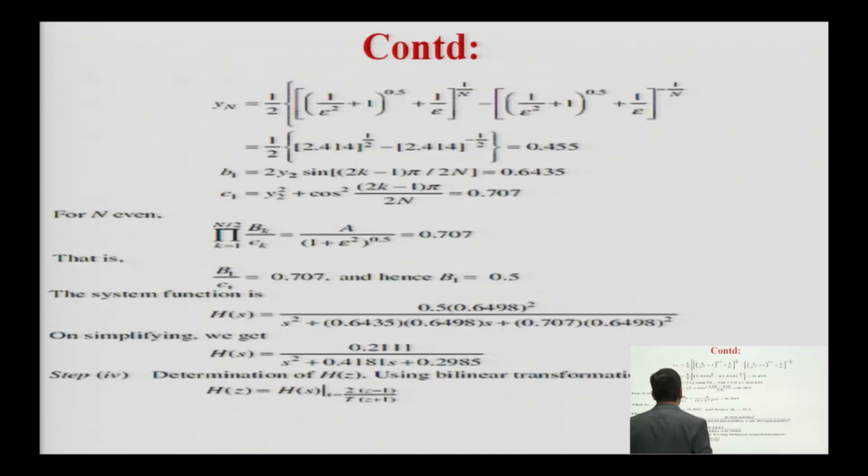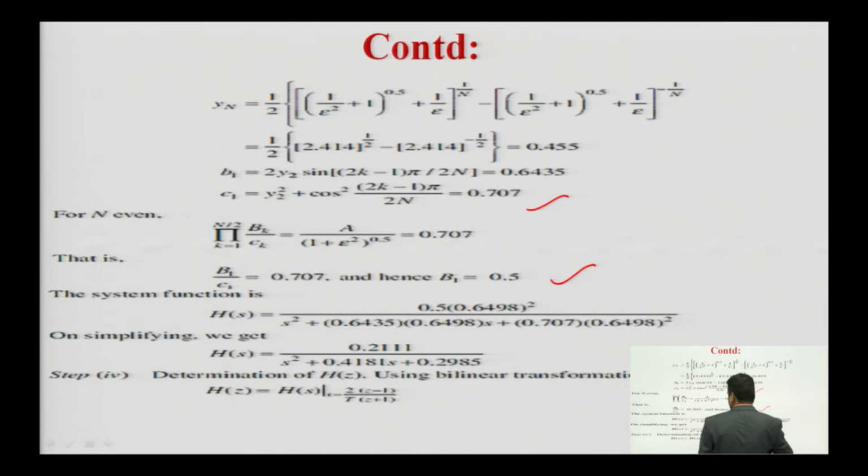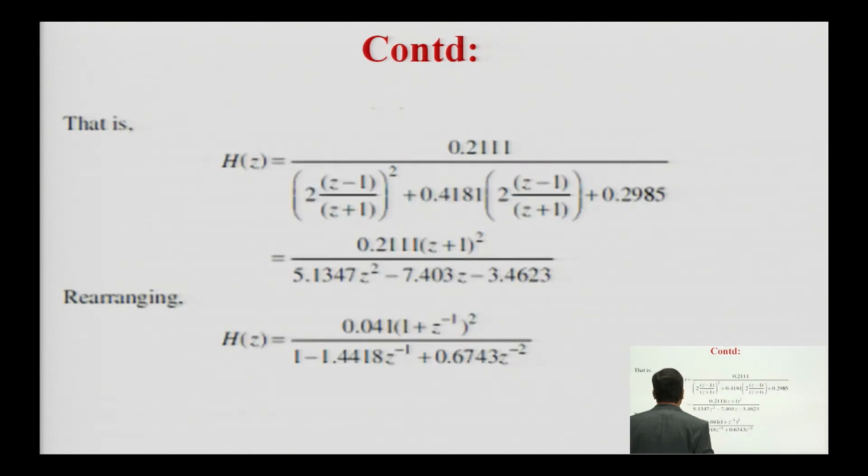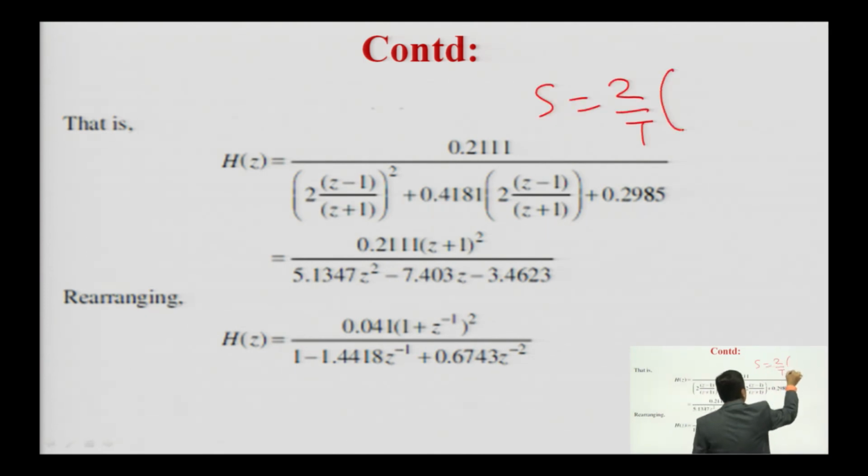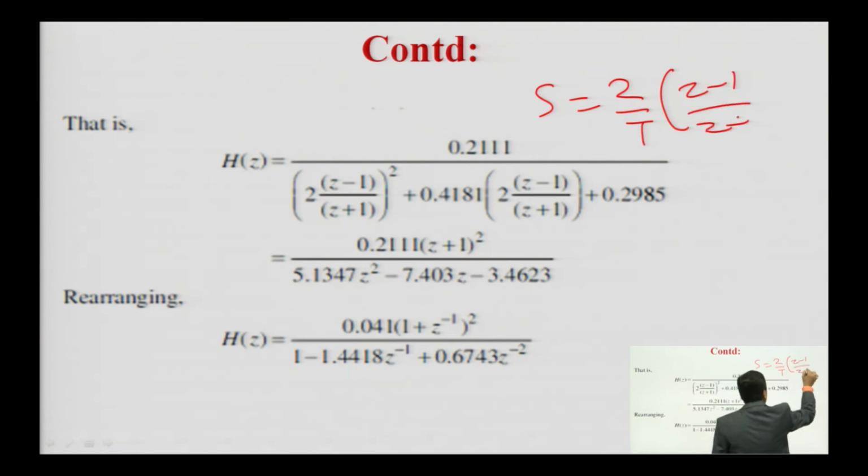Now you can use the value here, and H s is equal to this one. Once you have determined H s, then H z is obtained simply by putting S is equal to 2 by T into z minus 1 upon z plus 1, because T is equal to 1 here. Here T is equal to 1 second, it is given in the question.